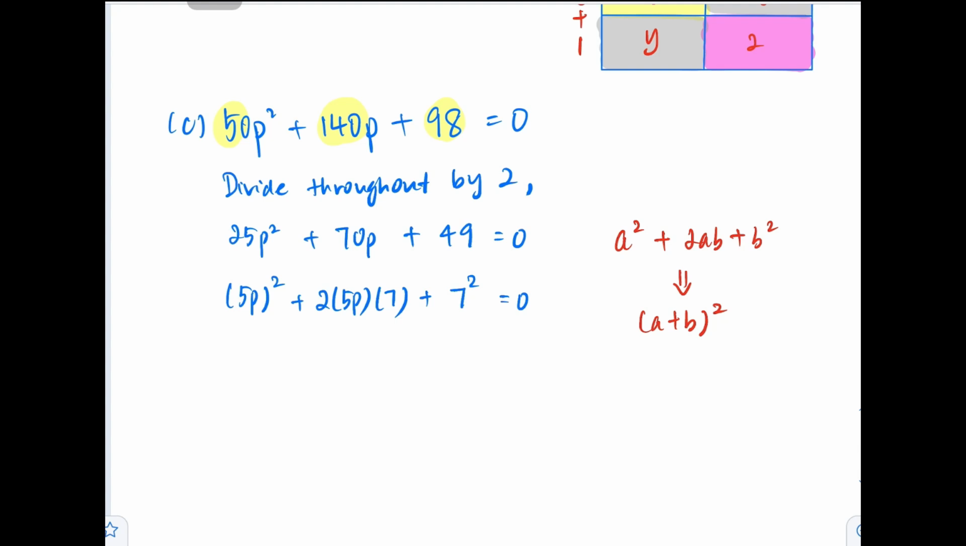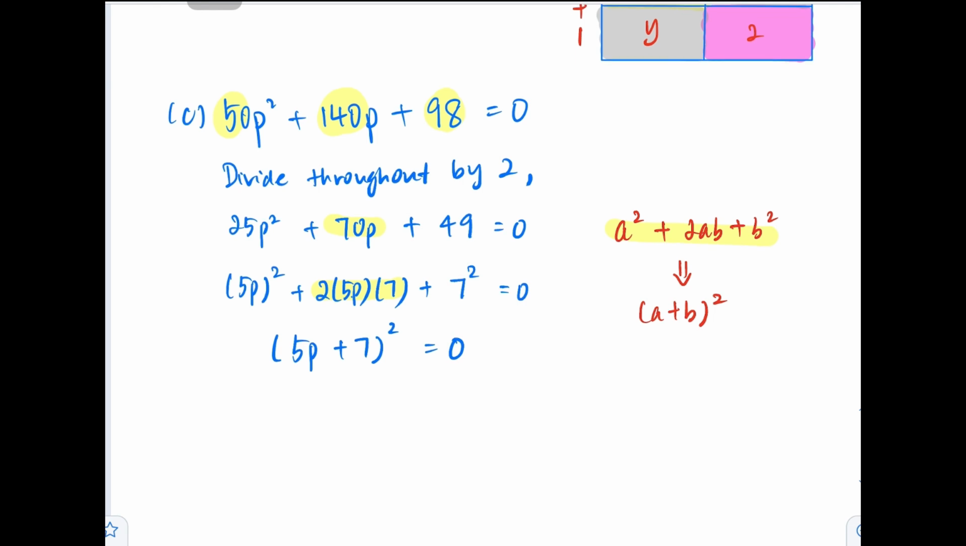Now let's multiply this and check. 2 times 5p is 10p. 10p times 7 is going to give us 70p. So therefore, we have actually rewritten this successfully in the form of a squared plus 2ab plus b squared. So in other words, we can factorize it to a plus b whole thing squared, where the a is 5p and the b is 7.